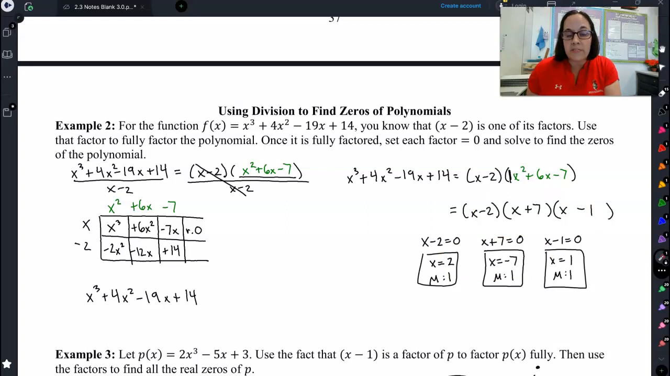We have one more thing to cover in today's lesson, and that is the remainder theorem, and we'll do that next.